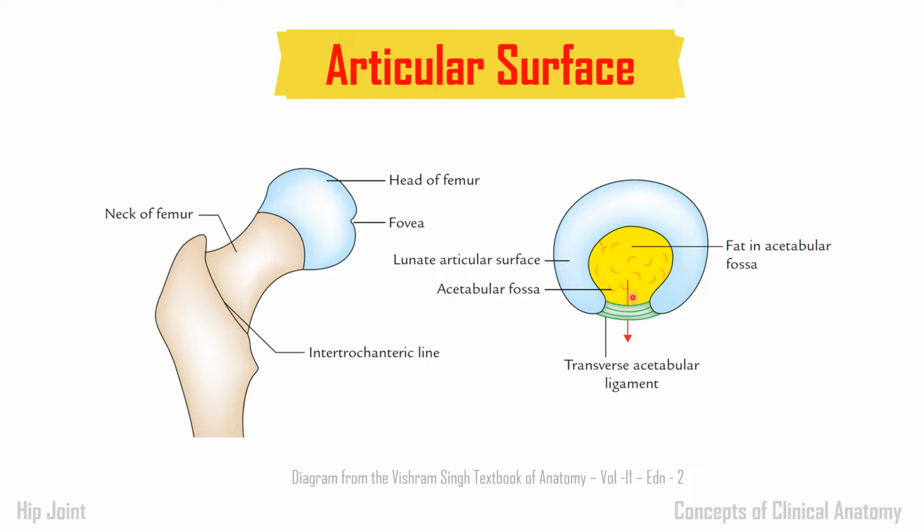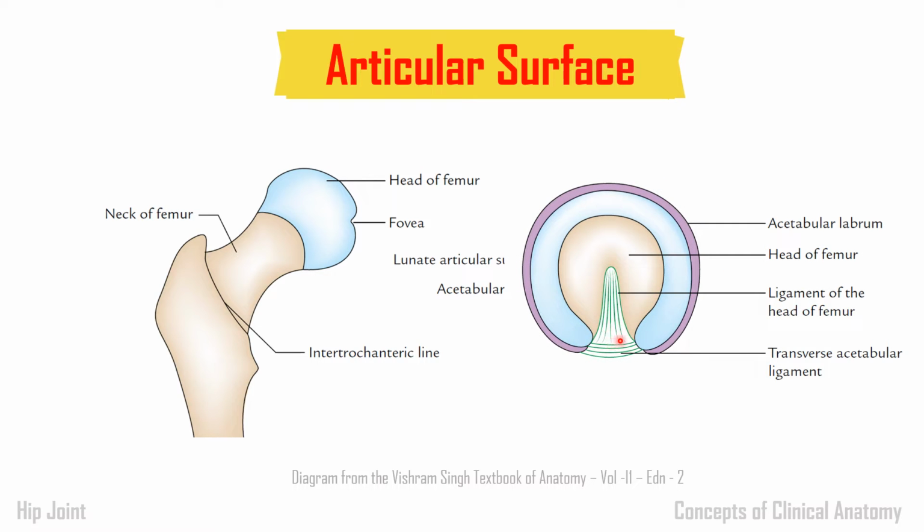And here the acetabulum has the lunate articular surface, that is the horseshoe shaped articular surface, along with the acetabular fossa filled with fat. Then the acetabular notch is there, which is bridged by the transverse acetabular ligament. Here you can see this is the notch, and here the acetabular fossa where the head of the femur will locate, and this is the horseshoe or lunate shaped articular surface covered by the hyaline cartilage. So only this part is articular in the acetabulum.